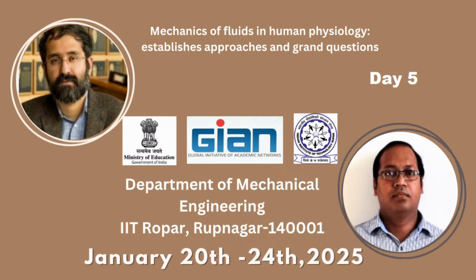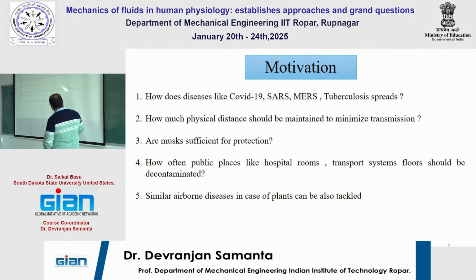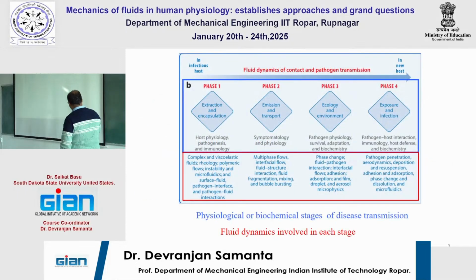We will discuss the role of fluid dynamics in disease transmission. Tuberculosis, all these are airborne diseases. Then, as we all have known, how 6 feet or 2 meters of physical distance maintenance, what is the basis, and are masks sufficient for protection. Maybe a schematic of the 4 stages of any disease transmission.